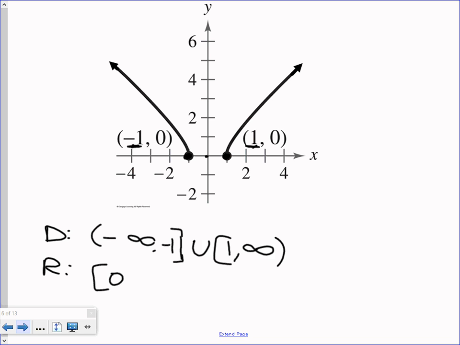0 inclusive, because it's still that closed circle, right? So use a bracket and then towards positive infinity. And that covers both branches of that graph. So you only need one.